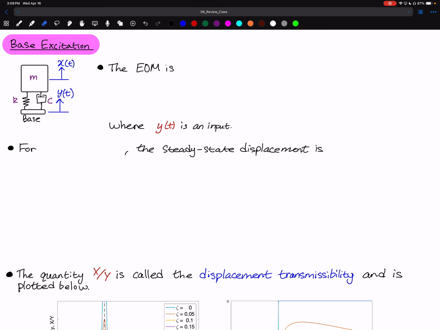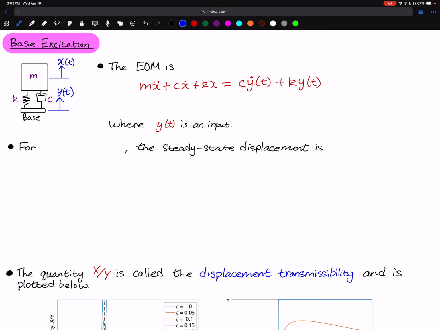So, all right, the equation of motion for base excitation is going to be m x double dot plus c x dot plus k x. That's just our general harmonic oscillator. But then this is equal to c times y dot, which is generally some function of time, plus k times y of t. And in this case, we're treating this as an external force. And so y of t is here some input.